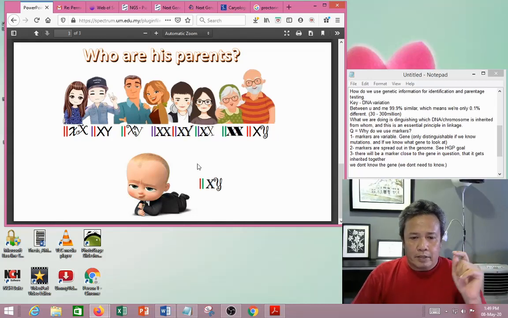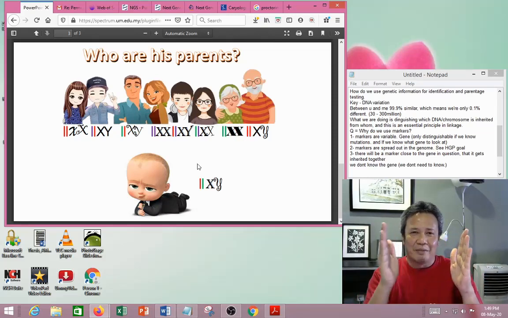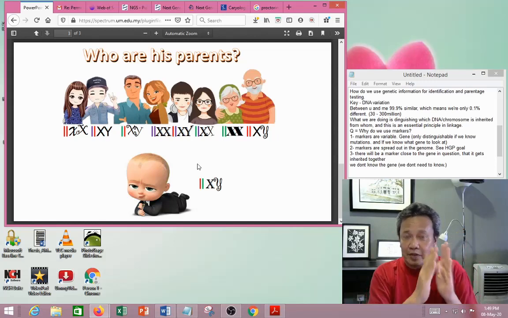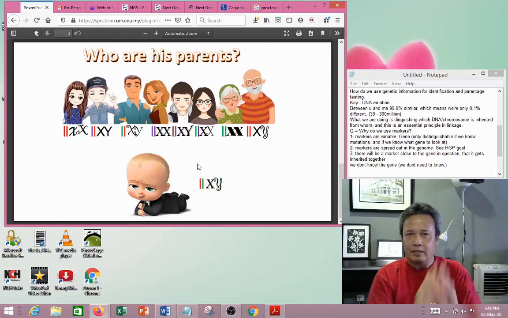Why is this important? Because we are going to relate that with studies in chromosomes later. When we want to see the inheritance of chromosomes, you need to be able to differentiate which chromosome comes from which parent. So hopefully, with this understanding, you will appreciate linkage analysis later. All right?